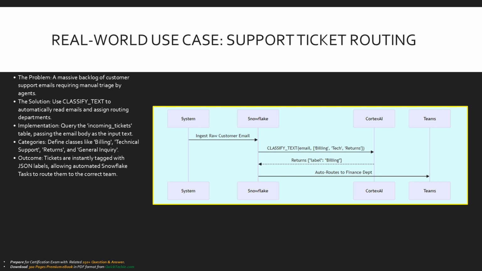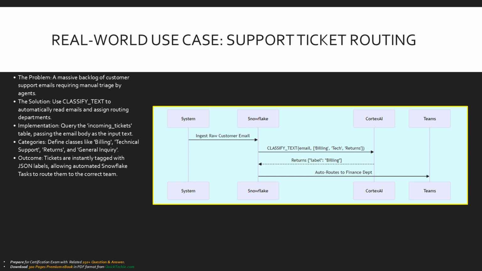Let's apply this to a highly impactful, real-world use case: support ticket routing. Imagine your company receives thousands of customer emails daily. Currently, human agents waste hours just reading and forwarding emails to the right department. We can automate this entirely.